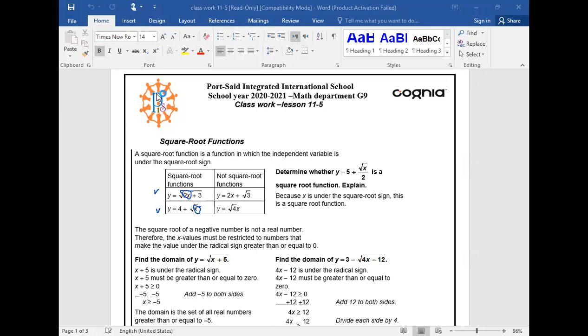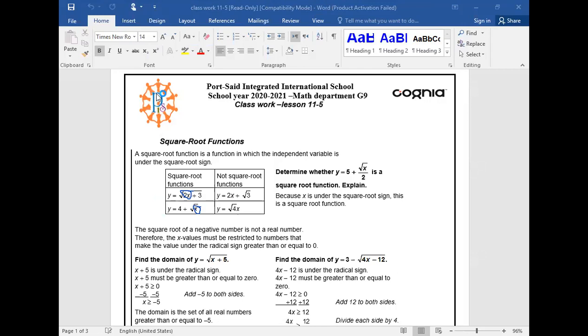But if we move to examples of non-square root functions, you can see that y equals 2x plus square root of 3, or y equals square root of 4 times x. If we look at the value of x here and in the second example, you will find that the value of x is not under the square root sign. So we can say that those two equations will not be square root functions.